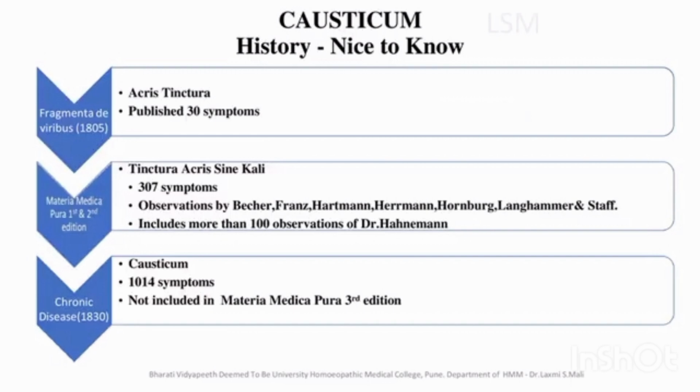Causticum has a very interesting history. It was first mentioned in Fragmenta de Viribus in 1805 as acris tinctura, in which 30 symptoms were published. In Materia Medica Pura, first and second edition, it was published under the name of Tinctura acris sine Kali, where 307 symptoms were mentioned, in which more than 100 observations were of Dr. Hahnemann. Later, it was mentioned as causticum in Chronic Diseases in 1830, where 1014 symptoms were mentioned. However, causticum is not included in the third edition of Materia Medica Pura.